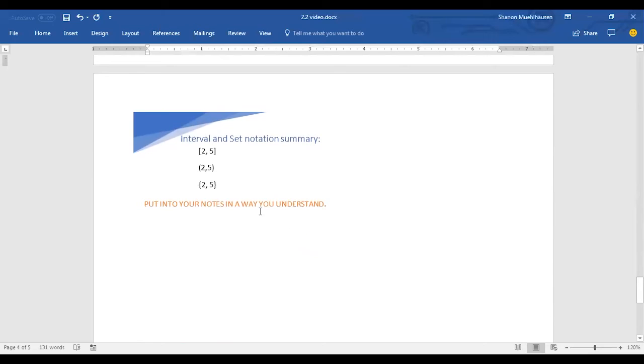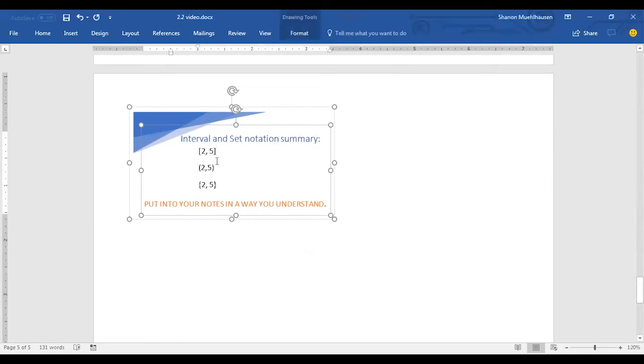So just a quick summary about interval and the set notation we saw in this. If we were dealing with these square brackets, 2 to 5, it's saying x can be anything between 2 and 5, including 2 and 5, and we have those equal signs there. With the round brackets, what we're saying is x could be anything between 2 and 5 without the equal signs, non-included. And finally, this just means x is 2 and x is 5, nothing in between.